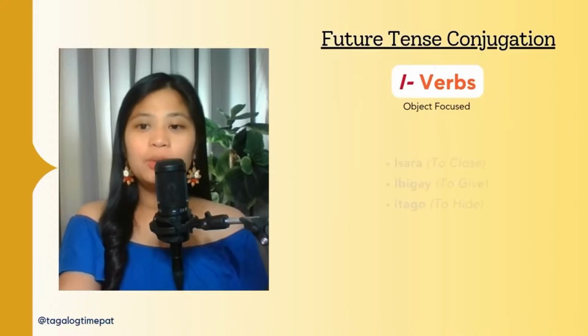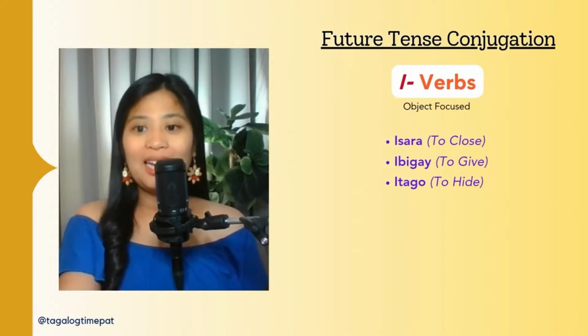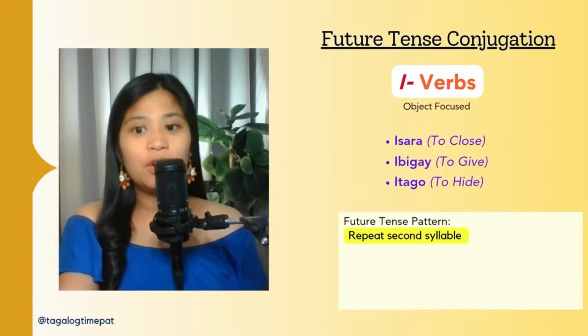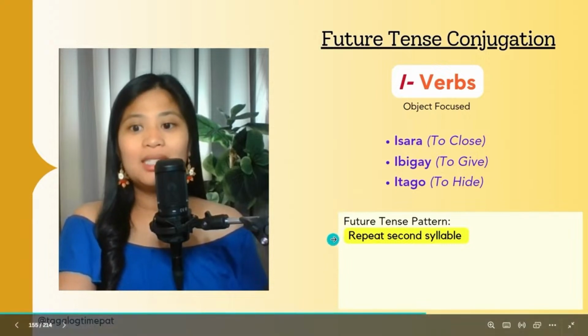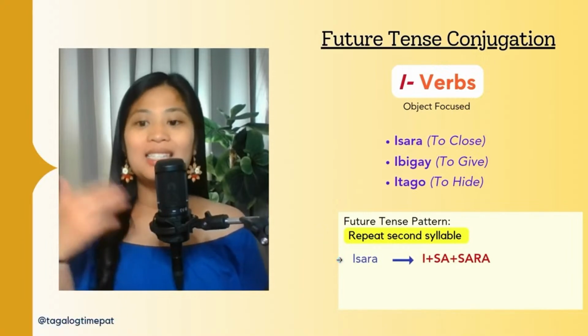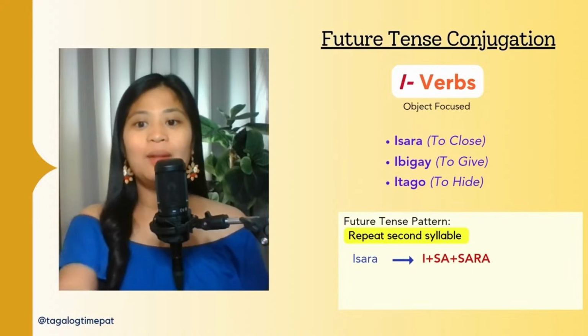Lastly, e-verbs. Some examples are isara, to close, ibigay, to give, itago, to hide. Now, for the future tense conjugation of e-verbs, you would just repeat the second syllable. Isara, to close, becomes isasara. Isasara ko yung pinto. I will close the door. You just repeat the second syllable.